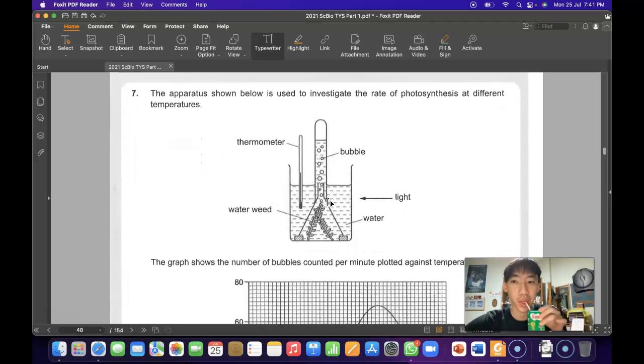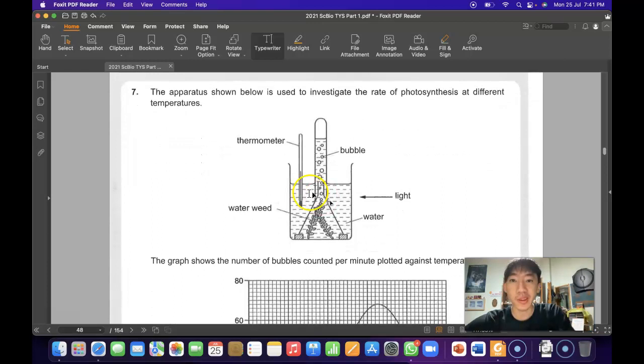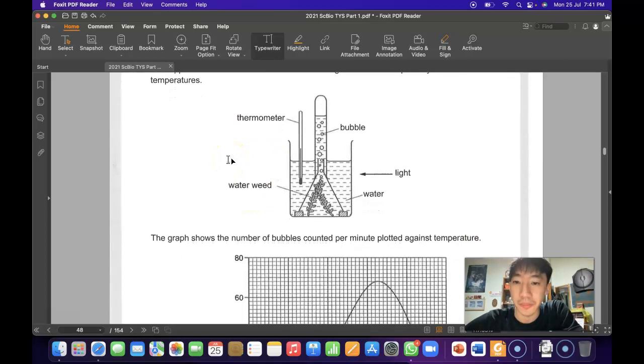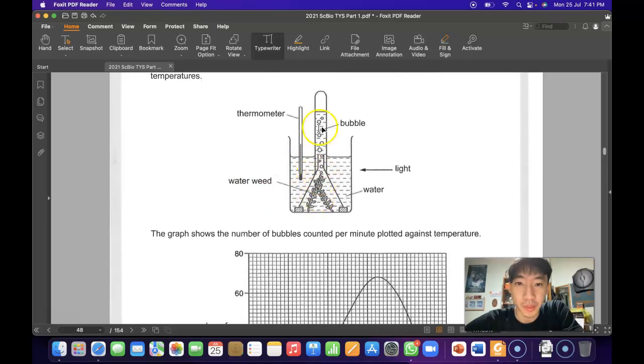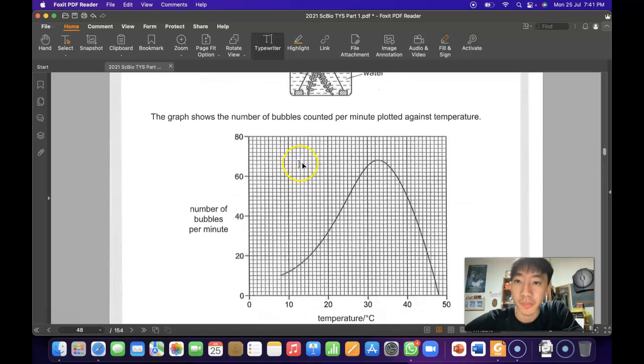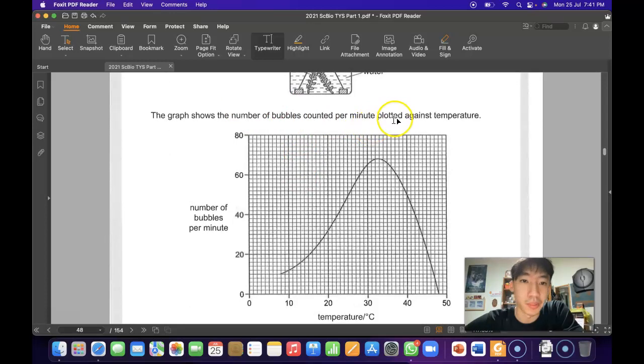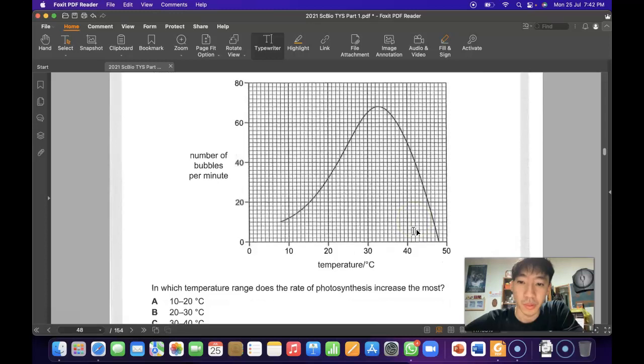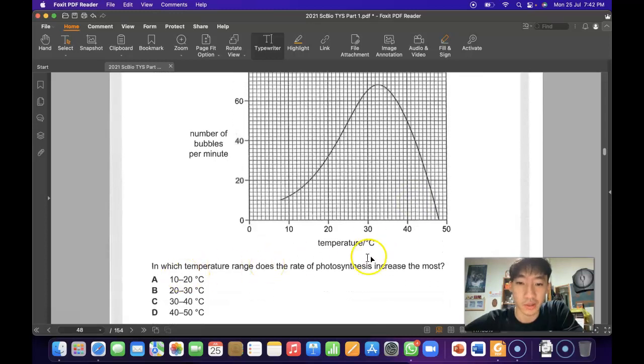Question 7. The apparatus shown below is used to investigate the rate of photosynthesis at different temperatures. Let's look at it for a bit. You can see the bubbles coming out. There's light, there's a thermometer. The graph shows the number of bubbles counted per minute plotted against temperature. In which temperature range does the rate of photosynthesis increase the most? That means they're asking you to look at how much it increased, so you have to find the sharpest rise.